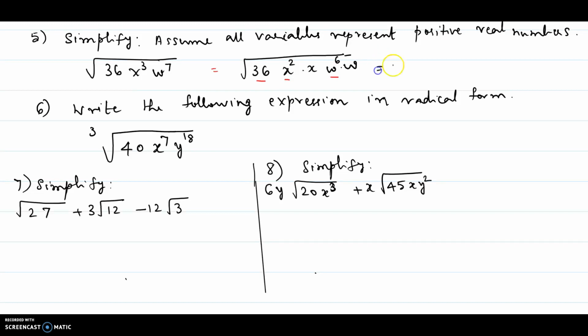The square root of 36 is 6. Square root of x square is x. Square root of w to the power 6 is w cube. Now within the radical, you write out the left out terms, which is x and w.